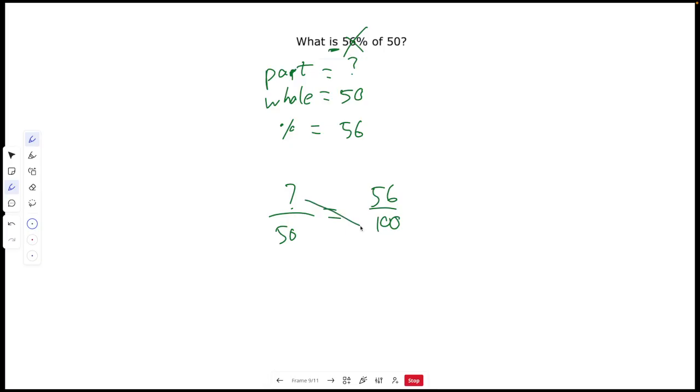Let's cross multiply. So we do question mark times 100. 50 times 56 is 2,800. So I did 50 times 56. And then we divide by 100 over here, and we get question mark equals 28, final answer.